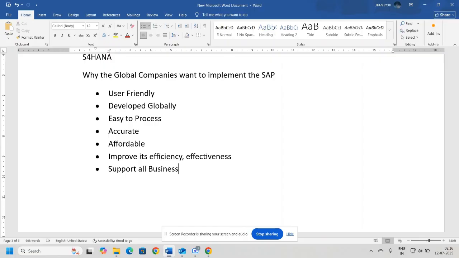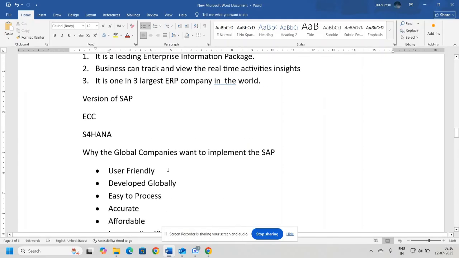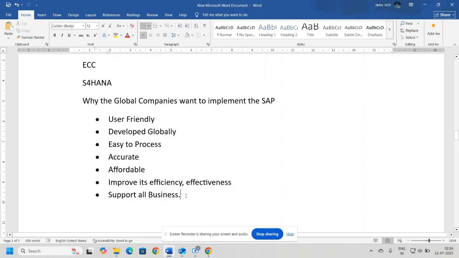So these are the features, and this is the reason, the major bold points, why every organization and global enterprise is adopting this SAP ERP business model.